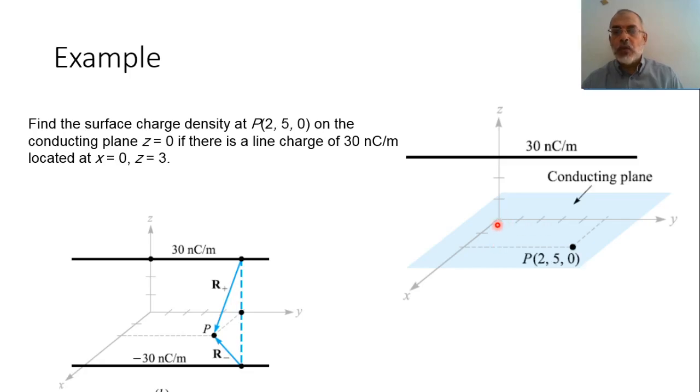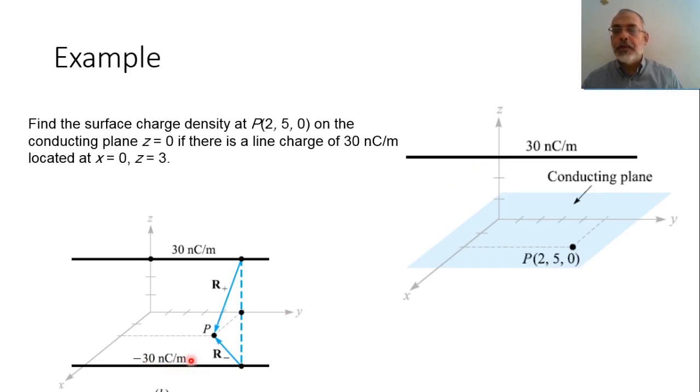Okay, let us return to our case. The conducting plane is located at the plane z equals 0, so the distance from the conducting plane to the source in the normal direction is 3 in z. So the image is minus 3 in z starting from 0, at x equals 0 and z equals minus 3. And the image would have the negative sign of the original source, so it would be minus 30 nanocoulomb per meter.